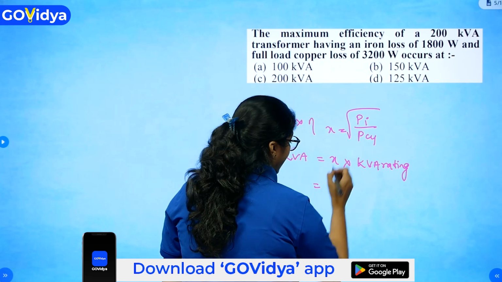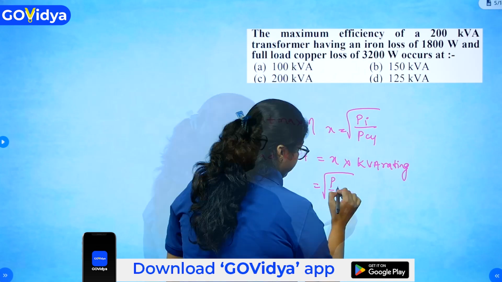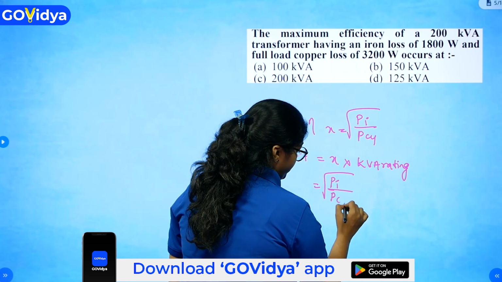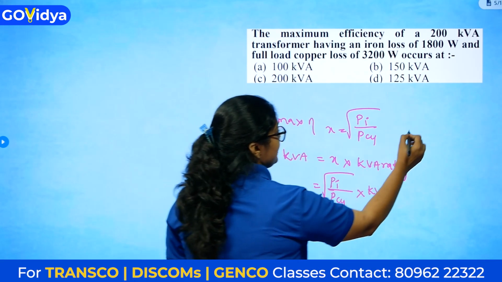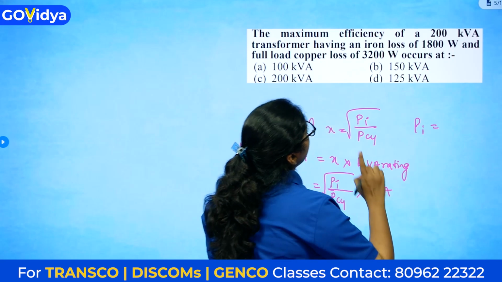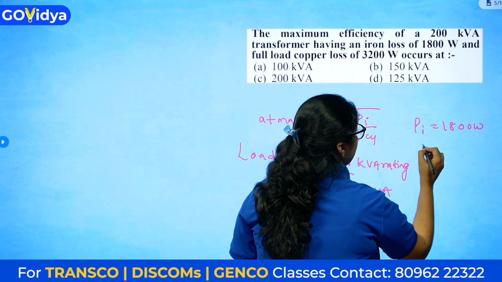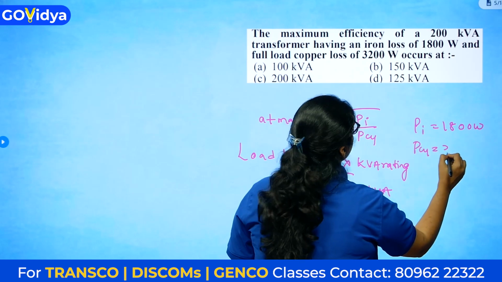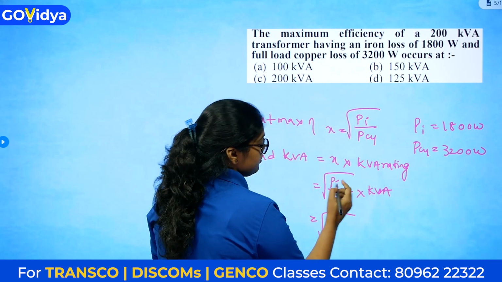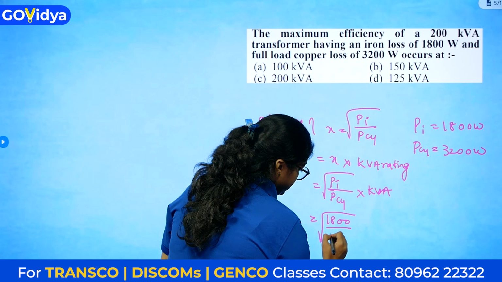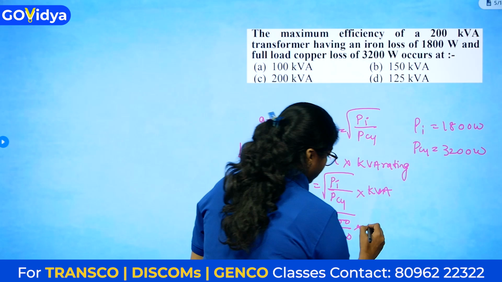So what is the X? Iron loss by copper loss, P iron by P copper. So load kVA is root of P iron by P copper into the kVA rating. In the question, the iron loss P iron is 1800 watts. P copper loss is 3200 watts. So let's substitute in this. Root of 1800 by 3200 into the kVA rating, which is 200 kVA.